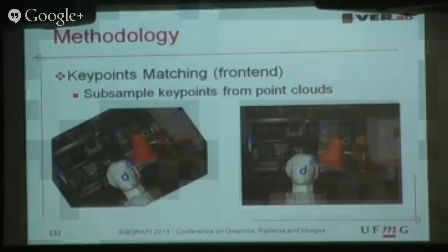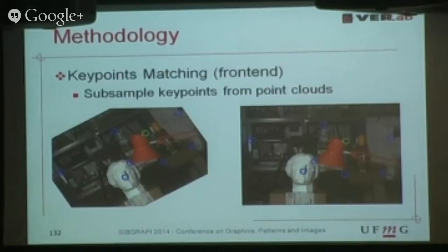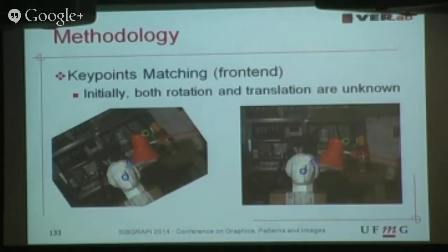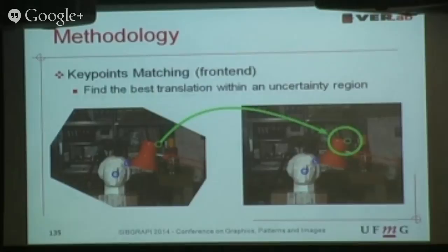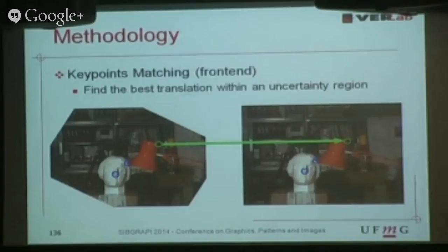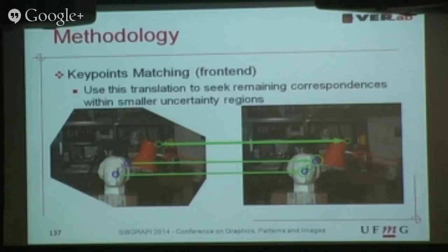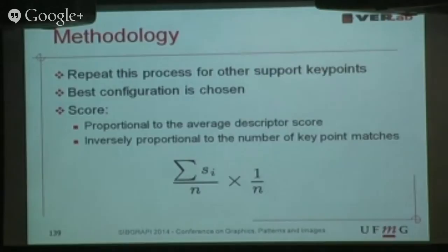I'm going to go quickly through this. Basically, you have the key points matching as a front end. You subsample key points from point clouds. Initially, you do not know the rotation or the translation, but remember, you have your inertial system that is able to help you. Then you align the attitudes of the point clouds given that information. Then you do the matching and find the best translation. Of course, the best means the best you can come up with. Then you use this information to obtain the remaining correspondences, and your uncertainty regions are going to be smaller. Then you repeat this process for all the other key points, and then you find a score, which is computed like that.